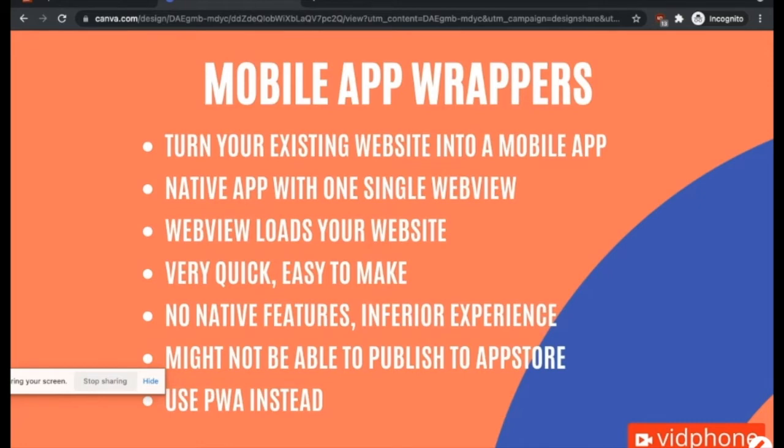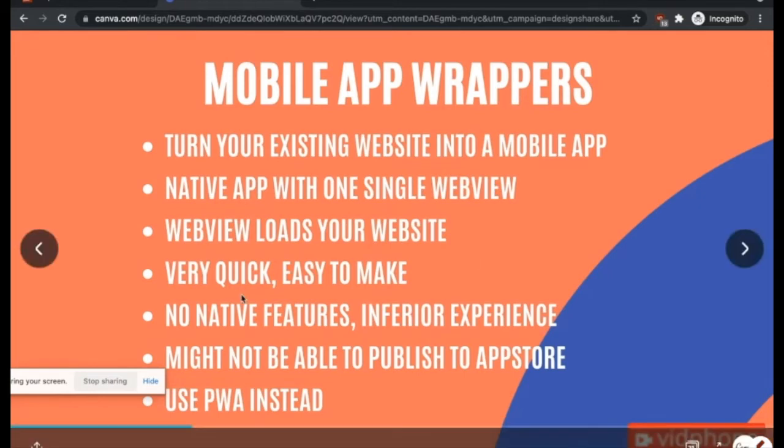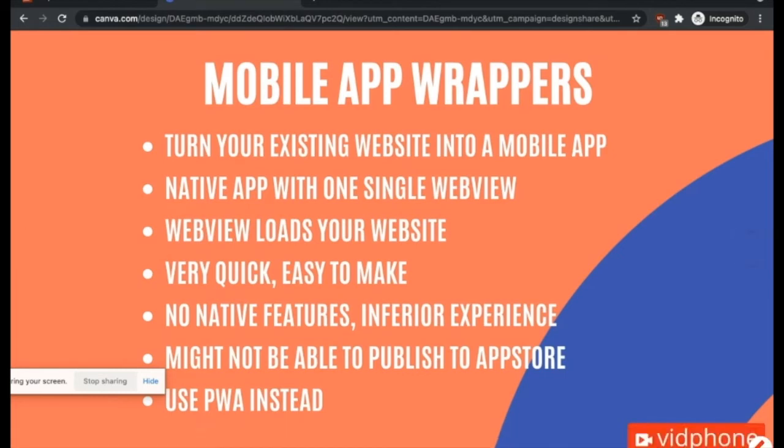One of the pros of this way is that it's very quick and very easy to make. So it's basically a few lines of code. In about 5 minutes, you can create the wrapper, but it doesn't have any native access. So it cannot interface with the accelerometer or any of the sensors. It can't access your contacts, etc. It's basically just a website running inside an app. And also it has an inferior experience.